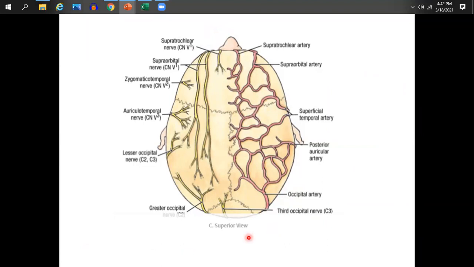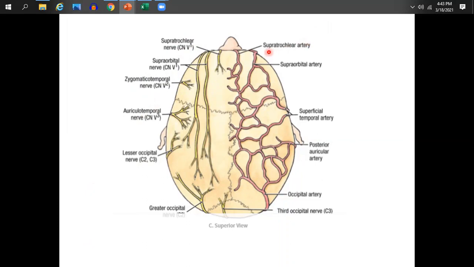So this is another picture looking down at the skull, at the scalp, showing your arterial blood supply versus the nerve supply for sensation. And you can see how some of these are going to have shared names. So supratrochlear nerve, supratrochlear artery, supraorbital nerve, supraorbital artery. And then it kind of falls away. So how you have greater, lesser, and third occipital nerve versus just occipital artery. And then here's our zygomaticotemporal nerve, auriculotemporal nerve. And note V1 branches versus V2 versus V3, and then versus coming directly off of the spinal cord.